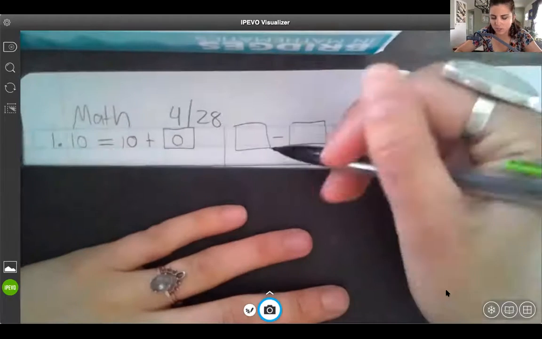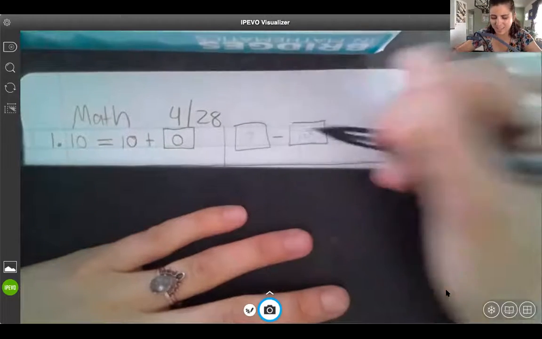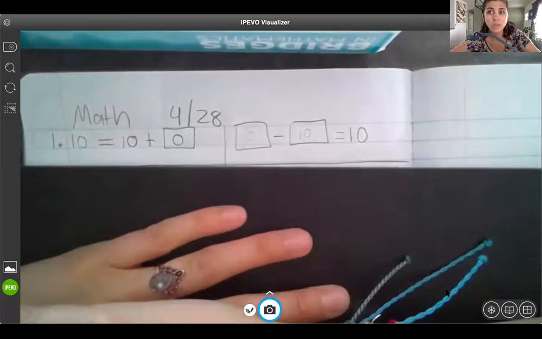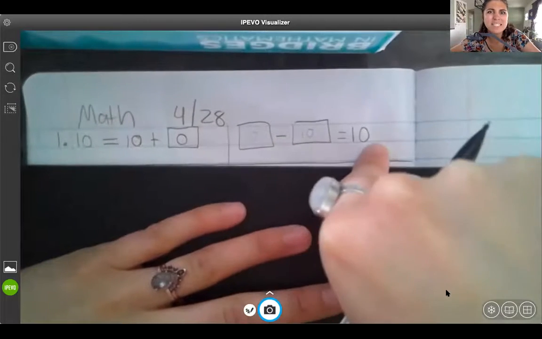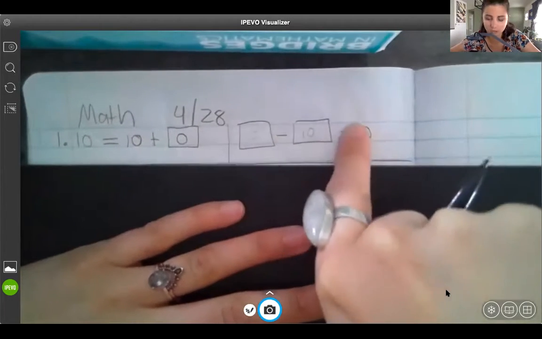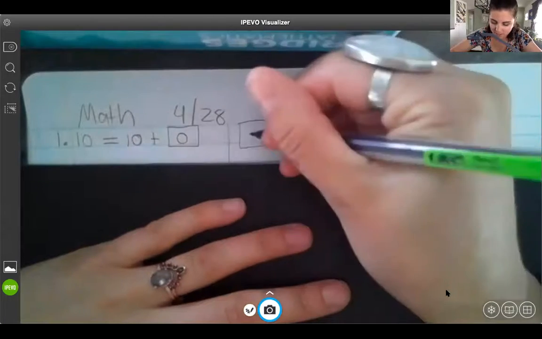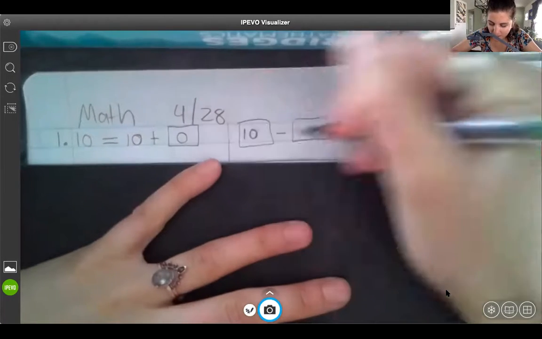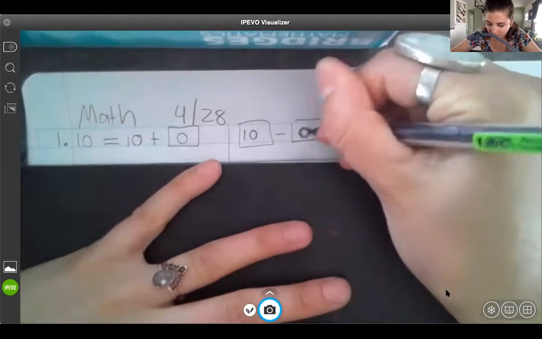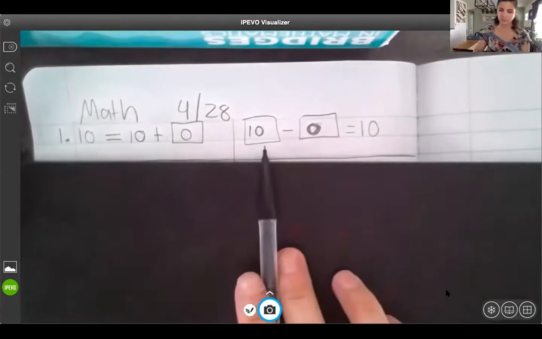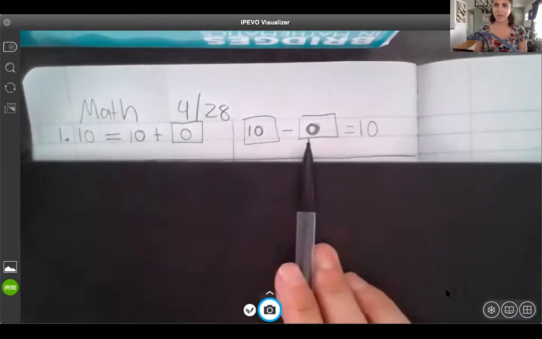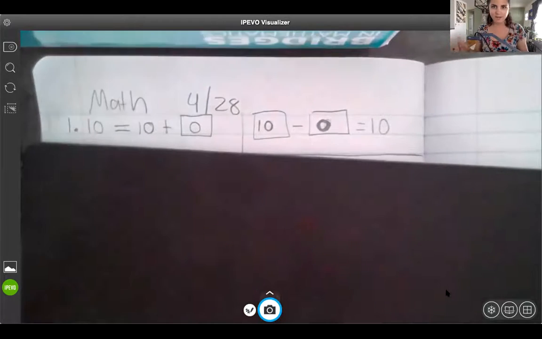So think about it. Could we say 0 minus 10 equals 10? Could we have no candy bars and take 10 of them away? No, we would be in debt. We would owe candy bars. So we're going to have to put the larger number first. So we're going to put 10 minus 0 equals what? 10. Yeah, so if we had 10 candy bars to start out with and we took away none, we would still have 10 left, right?